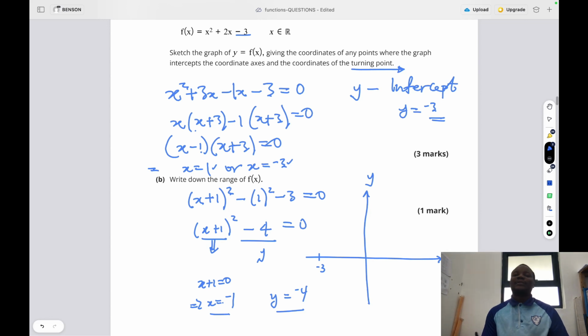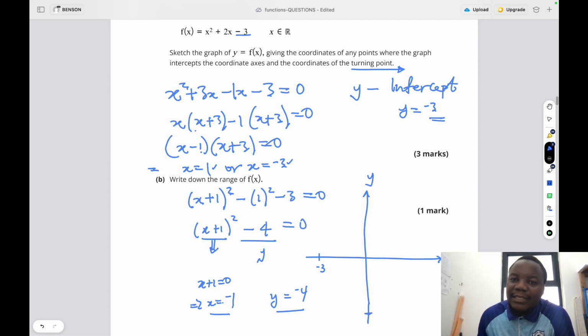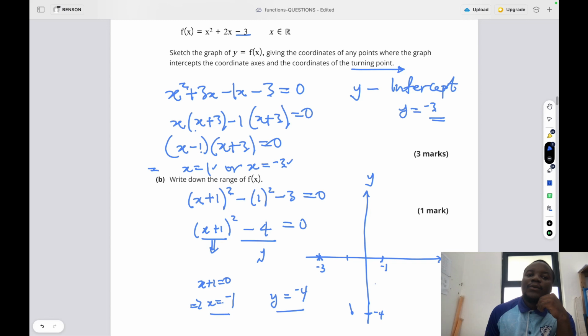So let's say negative 4 is here, let's point negative 4. So negative 1, let's say negative 1 is here, so possibly the turning point is there. This is our x-intercept, and remember that our x-intercept for the positive value is 1, so let's say this is 1. Then it cuts the y-axis at negative 3, so let's have that as negative 3, and our graph will just smoothly pass through the turning point there, then it goes up through the y-intercept and up like that.